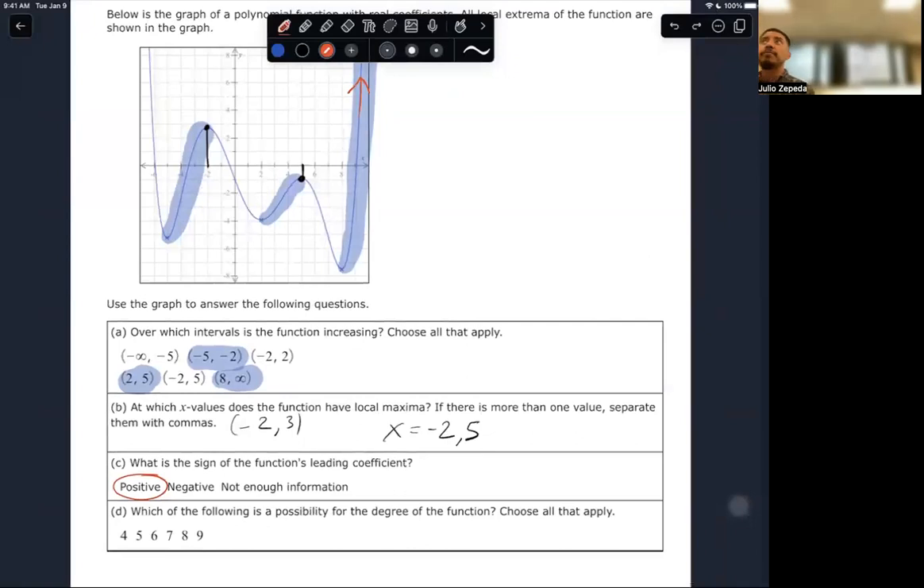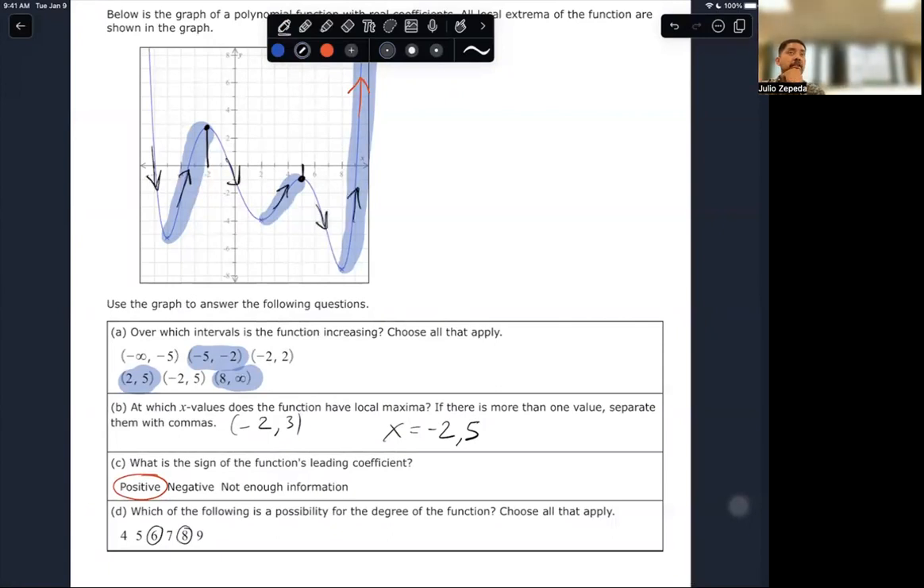part here, which of the following is a possibility for the degree of the function? Choose all that apply. 6 and 8. All right, I'm going to need you to refresh my memory on why those two. I remember you see how many times it comes up. So 1, 2, 3, 4, 5, 6. So maybe 6 and 5. Okay, changes direction. 1, 2, 3, 4, 5, and 6.